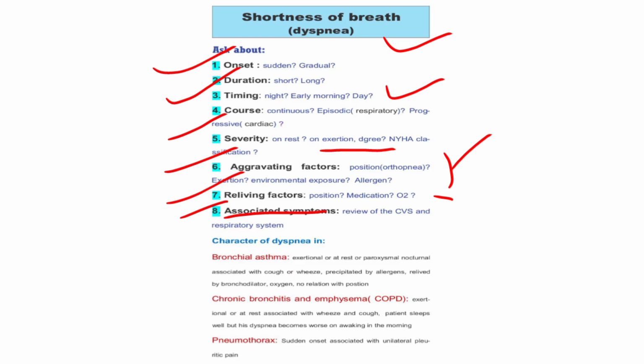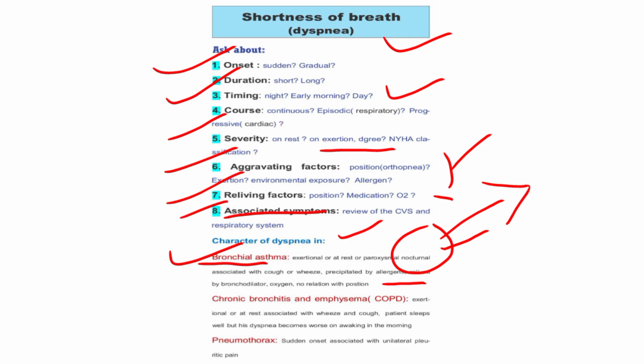Characteristics of dyspnea: first, we have bronchial asthma, exertional or at rest, or paroxysmal nocturnal, associated with cough or wheeze, precipitated by an allergen, relieved by a bronchodilator. So, this is for bronchial asthma. Nocturnal means there are symptoms at night. COPD, chronic bronchitis, and emphysema: exertion or at rest, associated with wheezing and cough. The patient sleeps well, but the dyspnea becomes worse on awaking in the morning.